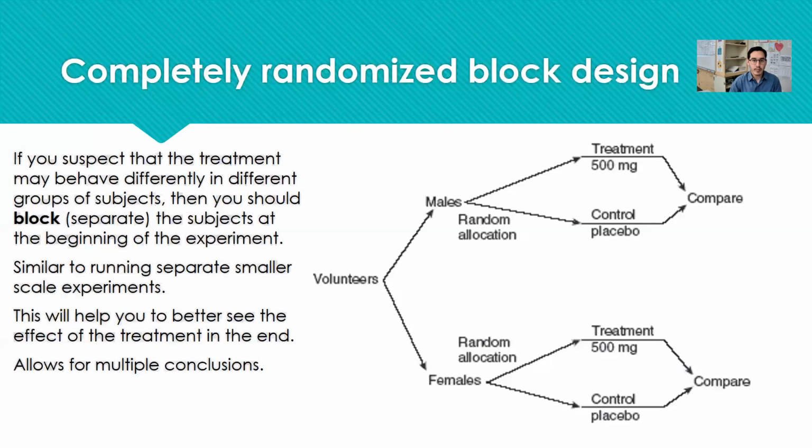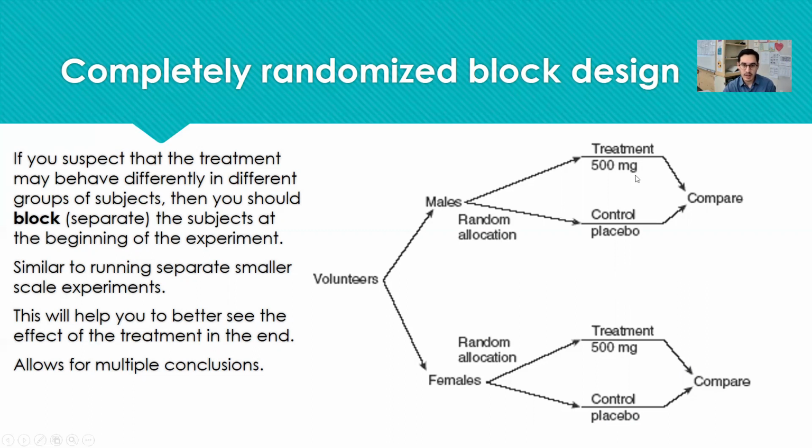Okay, so now let's talk about some more sophisticated designs. At the very beginning, we showed a basic design where you have experimental units, you randomly assign them to groups, the groups receive different treatments, and then you compare at the end. Now, sometimes you may know ahead of time that the treatment might behave differently in different groups of subjects.